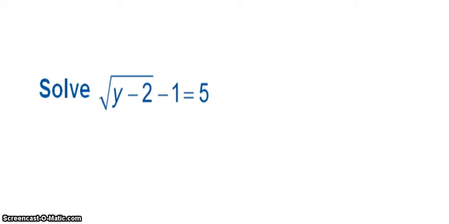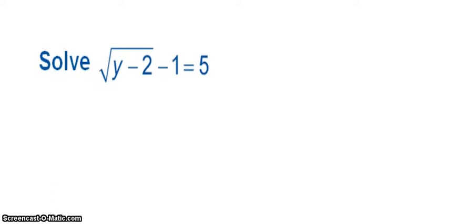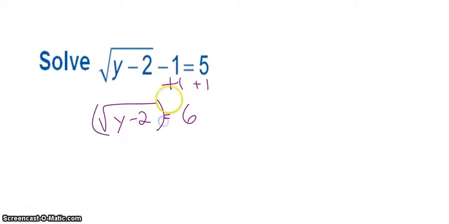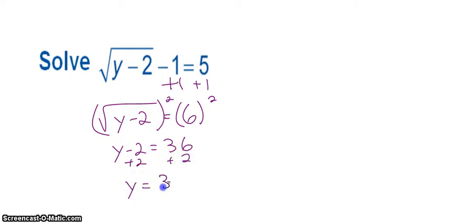So let's take a look at this first one. I've got the square root of y minus 2, minus 1 equals 5. So first thing I'm going to do is isolate that radical. So I'm going to add 1 to both sides. Now I've got the radical on one side. I'm currently doing a square root, so the index is 2. So I'm going to square both sides. I have y minus 2 equals 36. Now I'll add 2. Y equals 38.